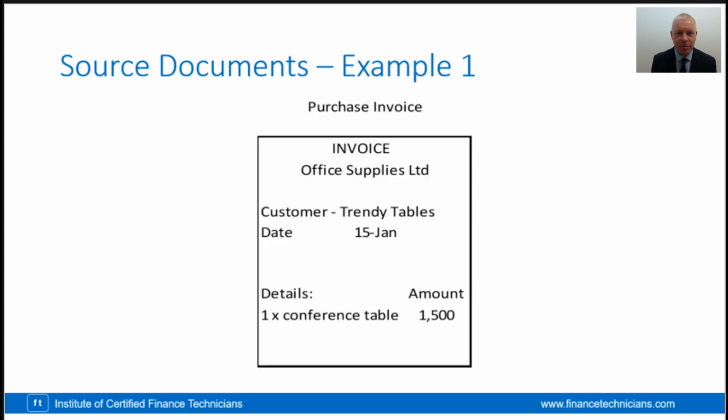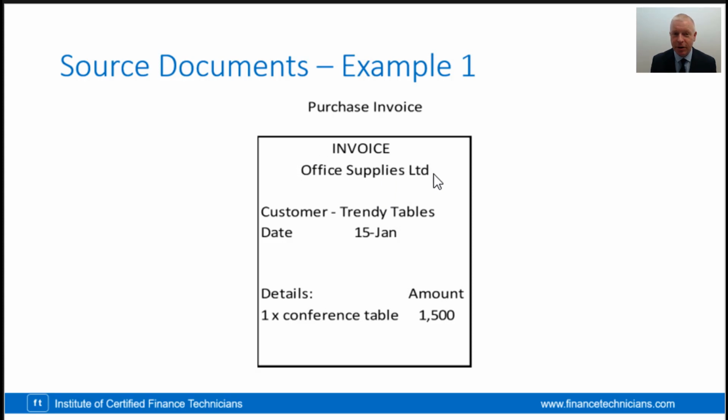So here's an example of a purchase invoice. And as you can see, the purchase invoice has the name of the company who is the supplier. In this instance, the supplier is Office Supplies Limited. The customer is called Trendy Tables, and we have a date. This one's just noted the 15th of Jan. Obviously, they normally have the year in, but this is just an example. And the details identify that one conference table has been purchased for the amount of 1,500, be that dollars, euros, or pounds, or whatever the case may be. So that's what a purchase invoice looks like.